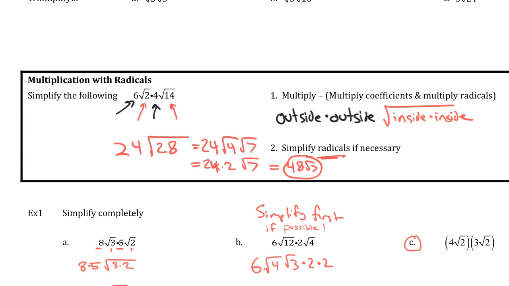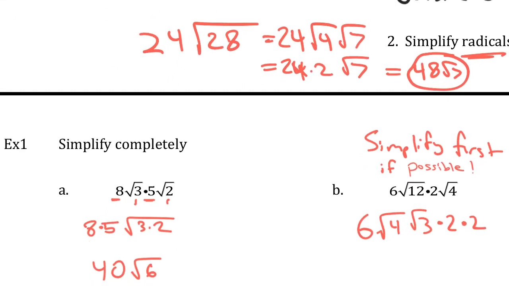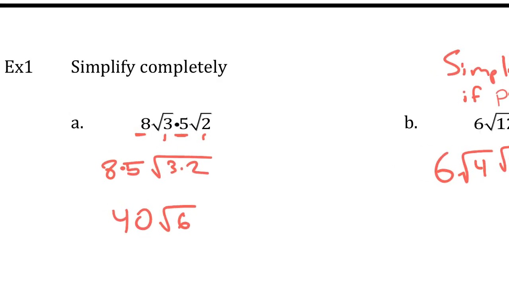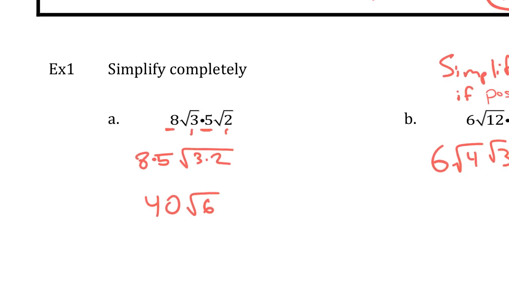So I've got a couple examples here already started or finished. If you look at A, example 1, problem A, you can kind of fill this in as I talk about it. Outside numbers, 8 and 5. So I multiply them together, 8 times 5. You don't really have to write this stuff down. You know what 8 times 5 is, it's 40.